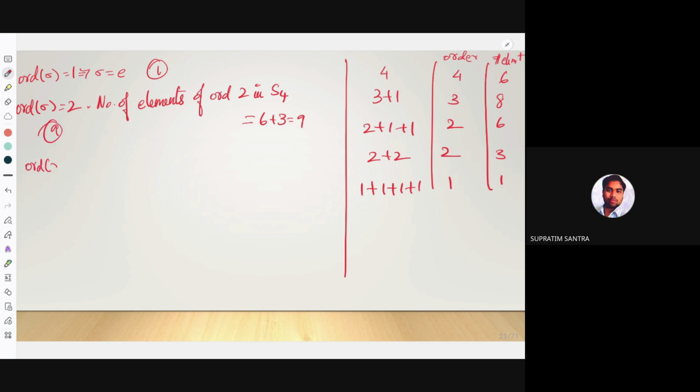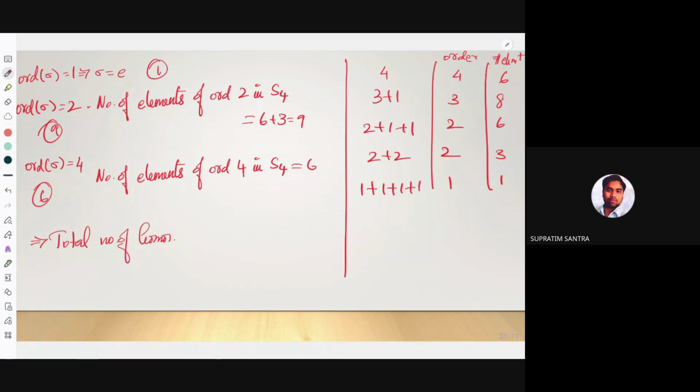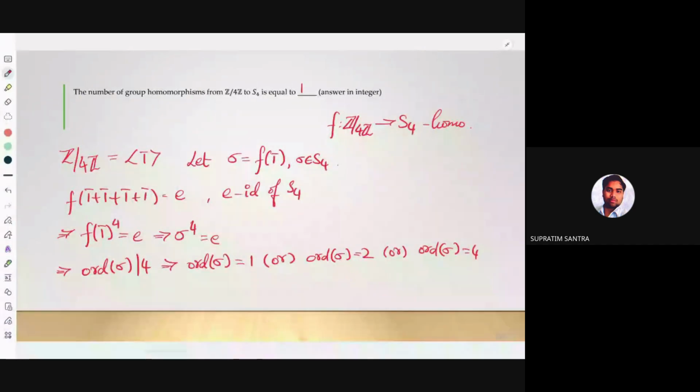Finally, order of sigma equals 4. We need to see the number of elements of order 4 in S4. The number of elements of order 4 in S4 is 6, which means we have 6 homomorphisms here. So the total number of homomorphisms is equal to 1 plus 9 plus 6, which is 16. So 16 is the answer.